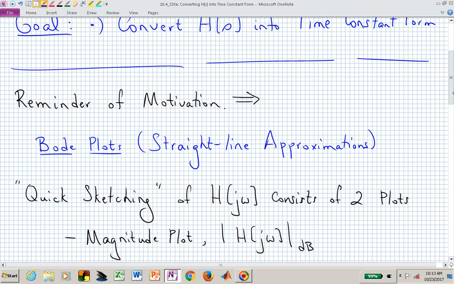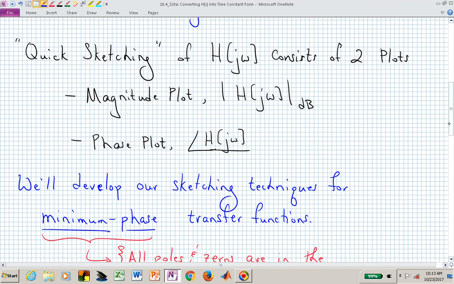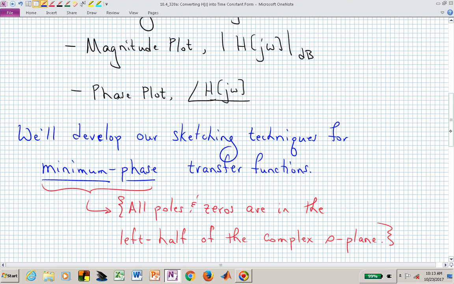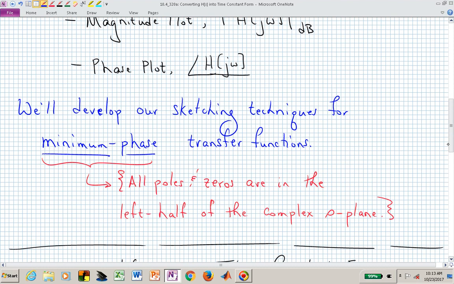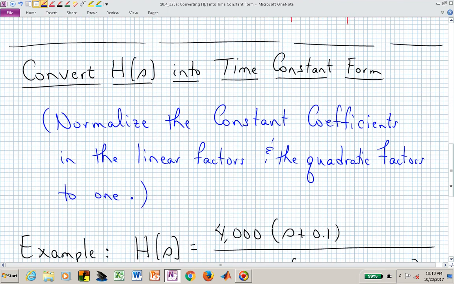As a reminder, we're trying to sketch Bode plots, magnitude and phase plots, and we're developing these strategies assuming all of our poles and zeros are in the left half of the complex S-plane. So in this video, let's look at converting a transfer function, capital H of S, into time constant form.